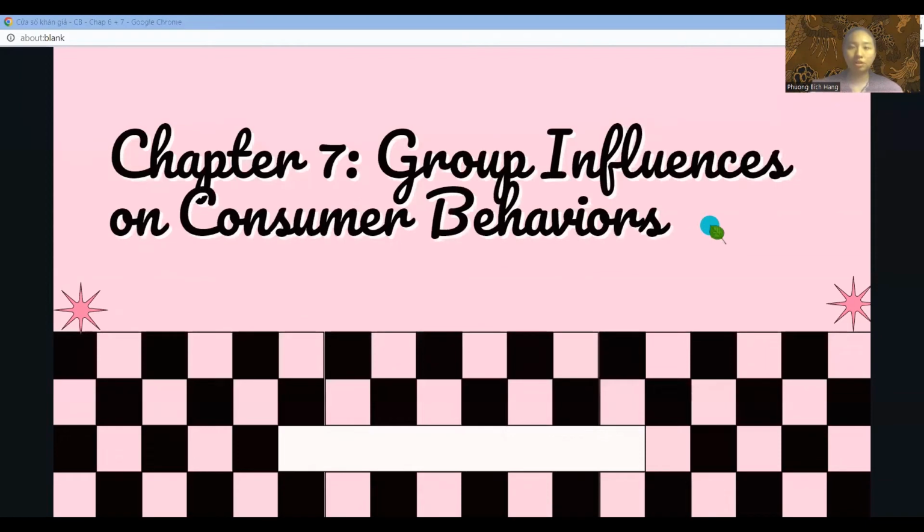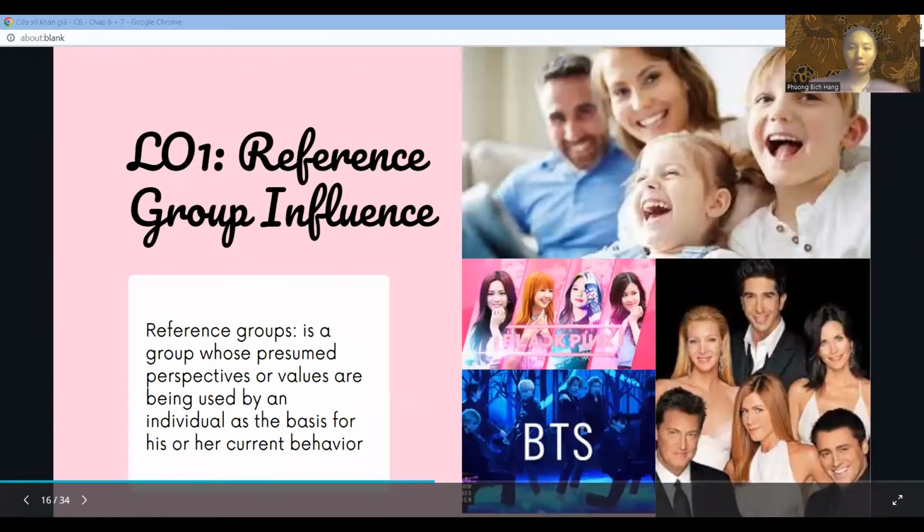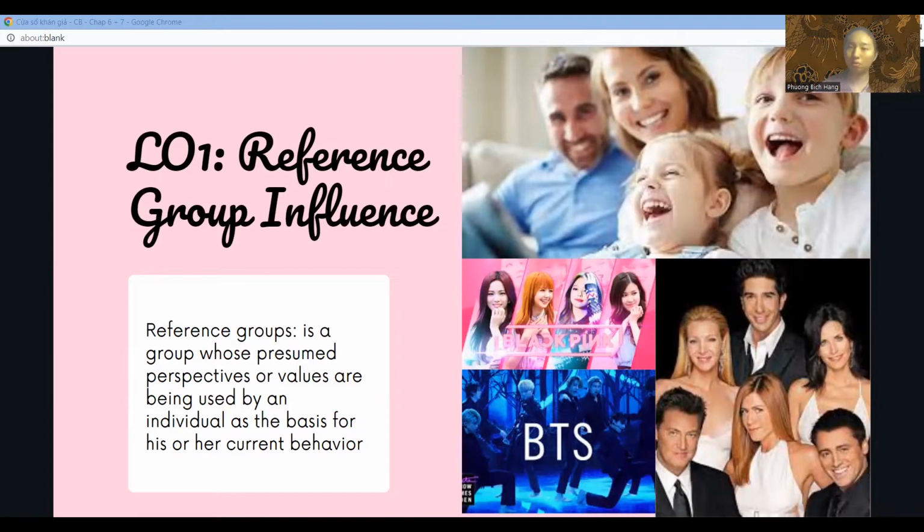Now let's move to chapter 7, group influences on consumer behavior. And now I will cover the first learning objective, reference group influence. So what is a reference group? It is simply a group that an individual uses as a guide for behavior in a specific situation. And reference groups could be your family members or schoolmates and even fan clubs of BTS or Blackpink.